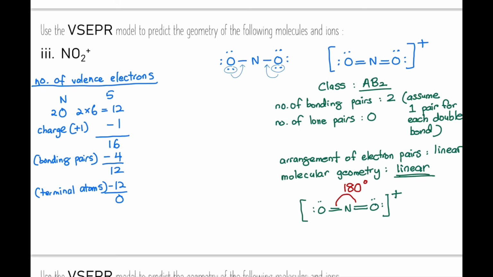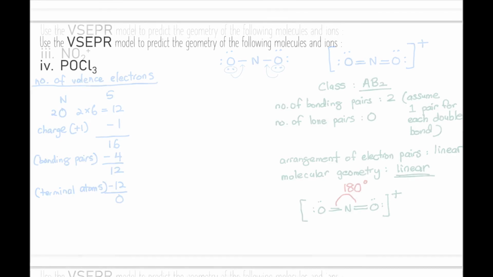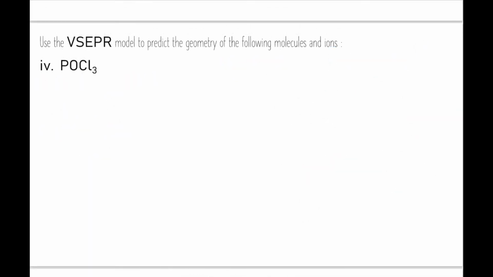Here is the answer for the molecular geometry of NO2+. Now let's predict the molecular geometry for POCl3. You can pause the video and try it yourself.